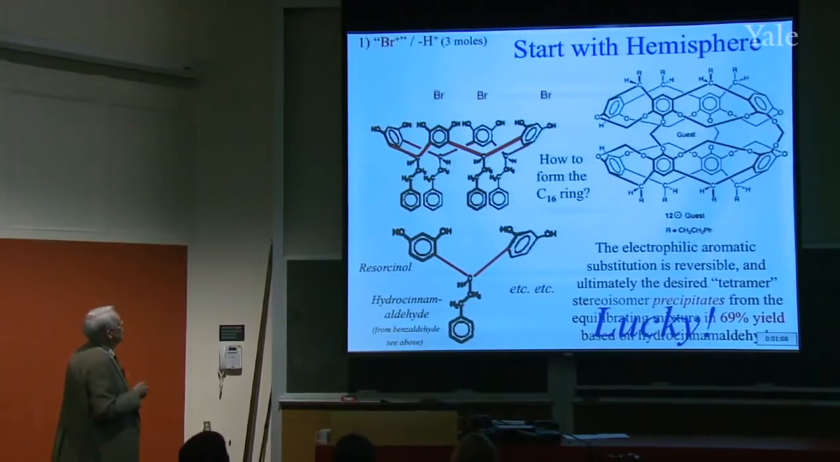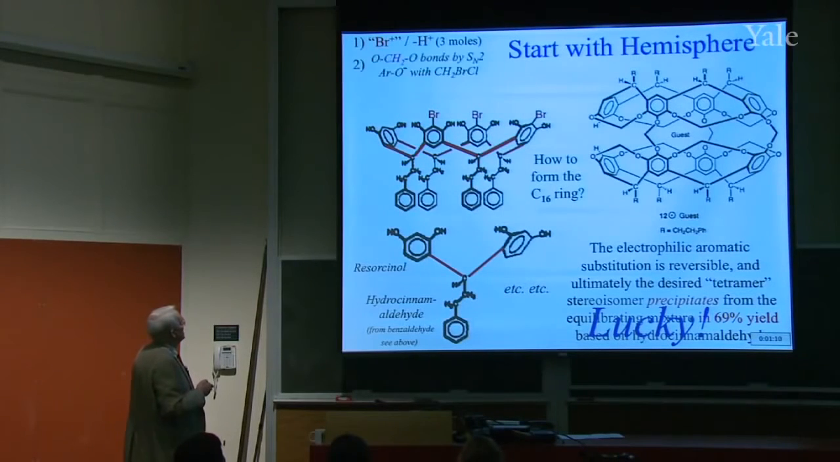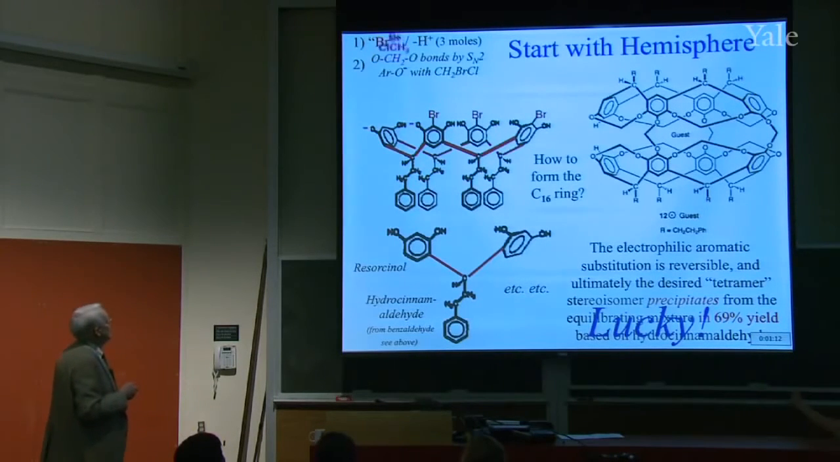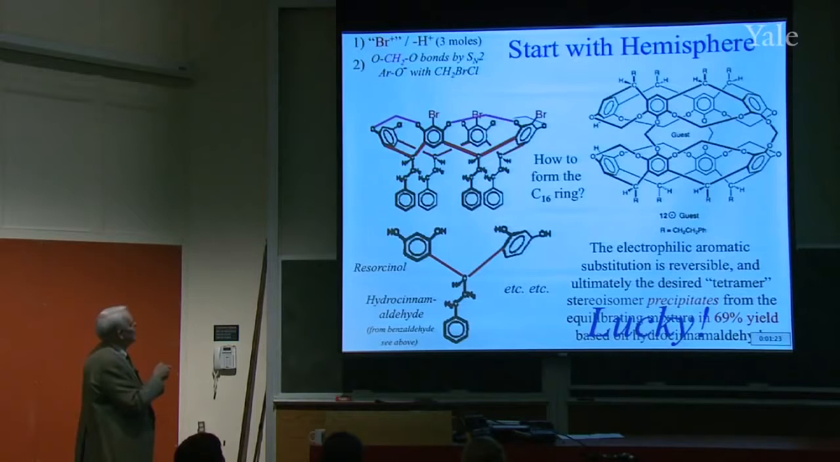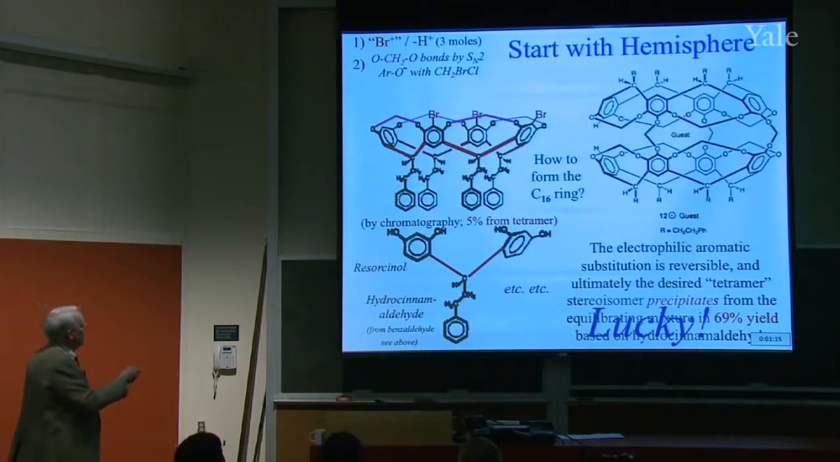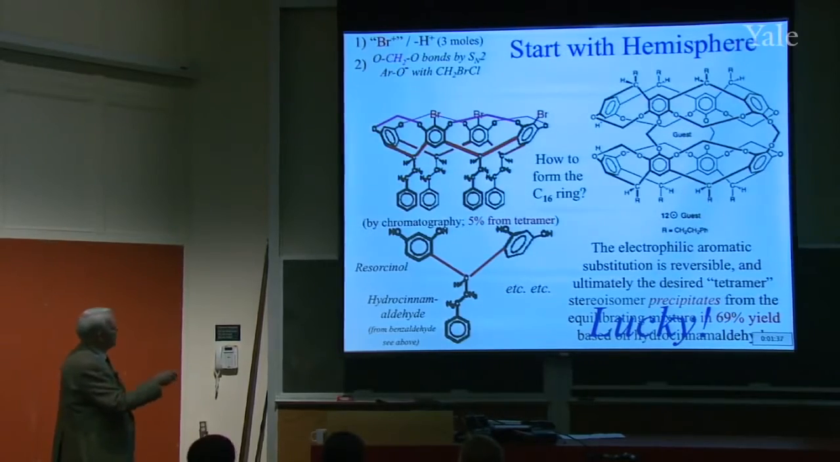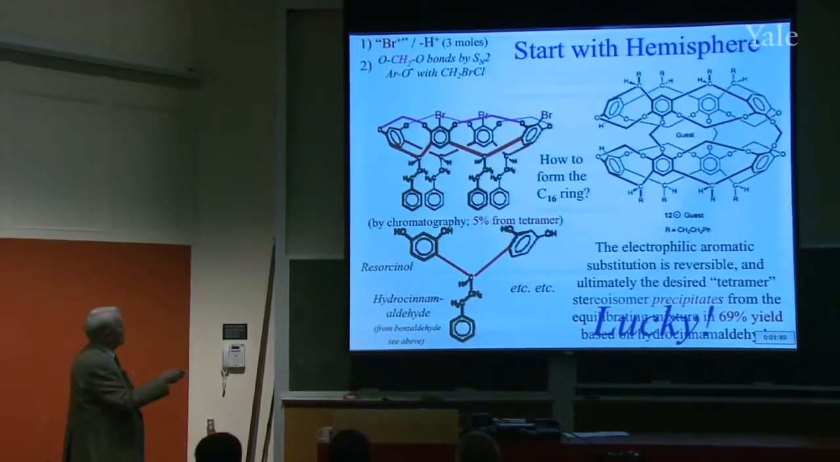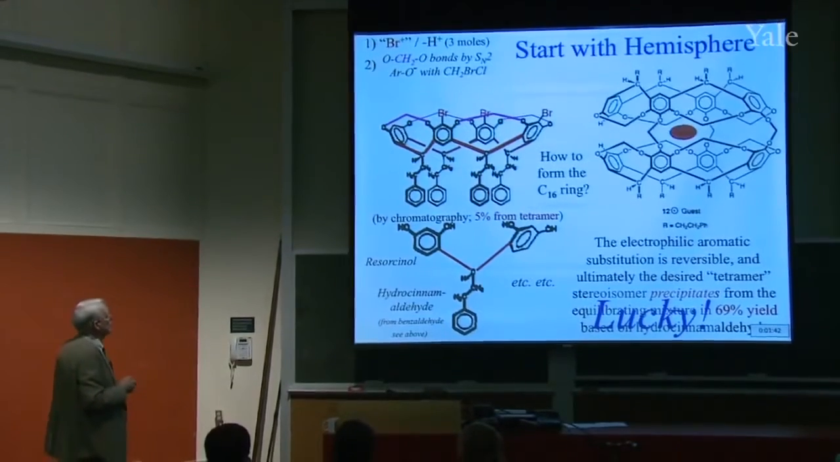So what they did is they put bromine on, they made it into, then they made anions here with base and reacted with CH2 with two leaving groups, so one leaving group, the other leaving group, and now do it on all the others, and you've got those carbons put in, right? Now you have to join the top half to the bottom half, right? They got this, incidentally. It didn't get a 69% yield. That was 5% from the tetramer, and they had to isolate it by chromatography.